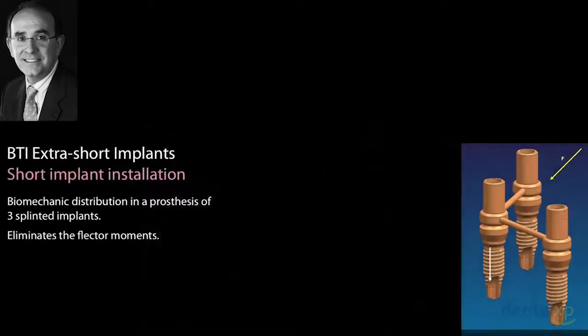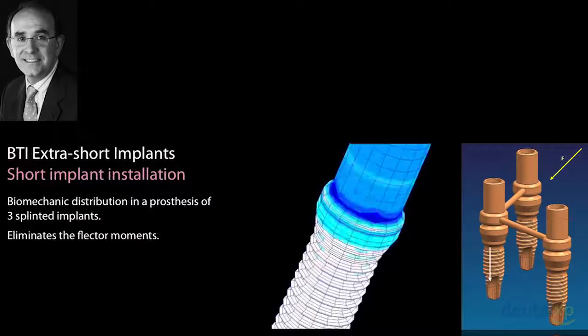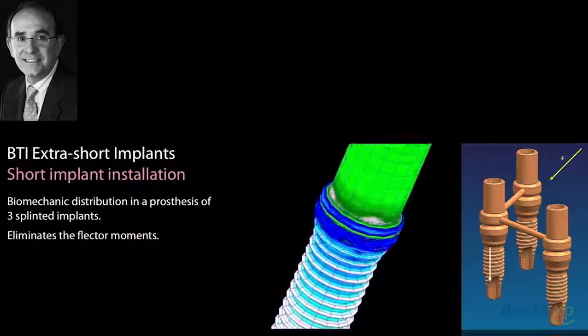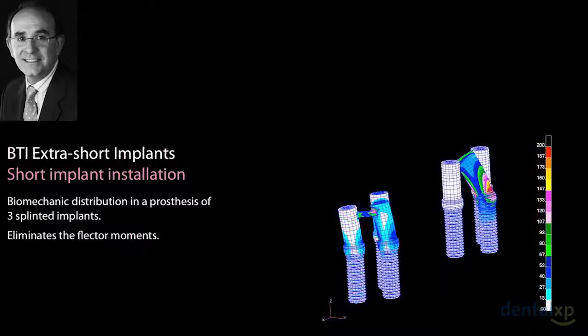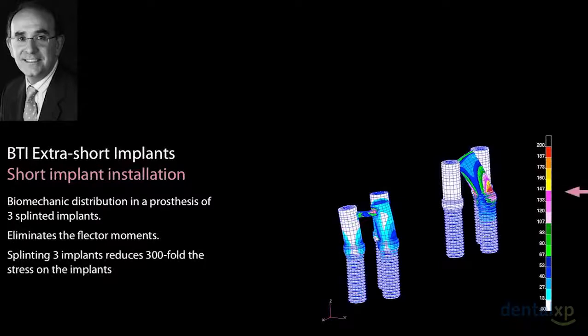It will be possible to splint three implants, and you eliminate deflector movement. For that reason, it will always be a better situation, and this is maybe the best biomechanical situation in the posterior and in the anterior region. At the moment that we splint three implants, we reduce the lateral forces drastically, nearly threefold. For that reason, it's very important to analyze whether it makes sense today to place single crowns or whether it makes more sense to splint the implants.